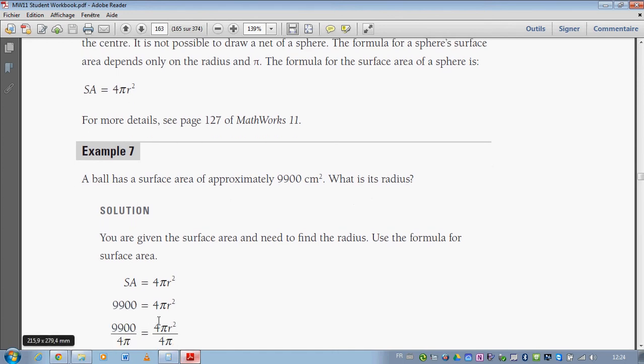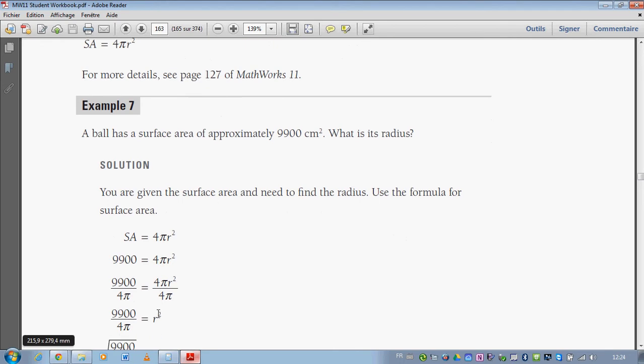Okay, so that's what they do down here. They're dividing both sides by 4 pi. Okay, that way you've got r squared is equal to 9,900, which is the surface area, divided by 4 pi. Okay, so you divided by 4 pi on both sides to get rid of this 4 pi on this side right here.